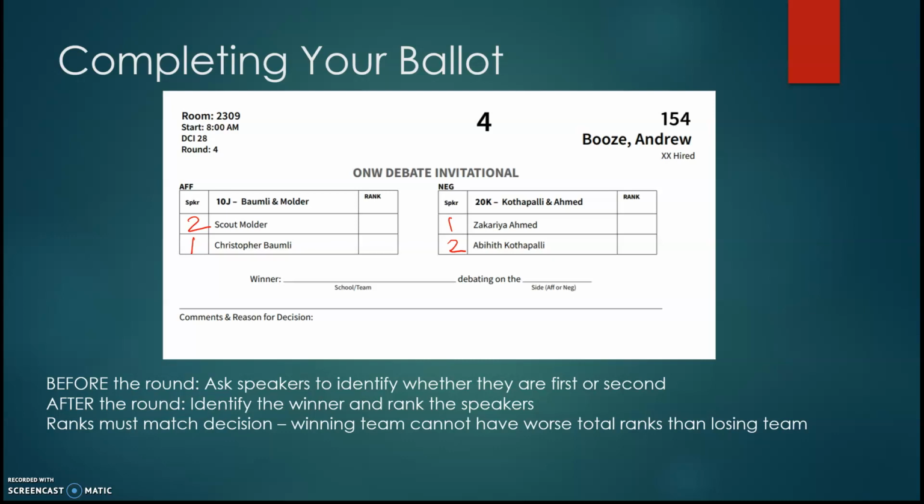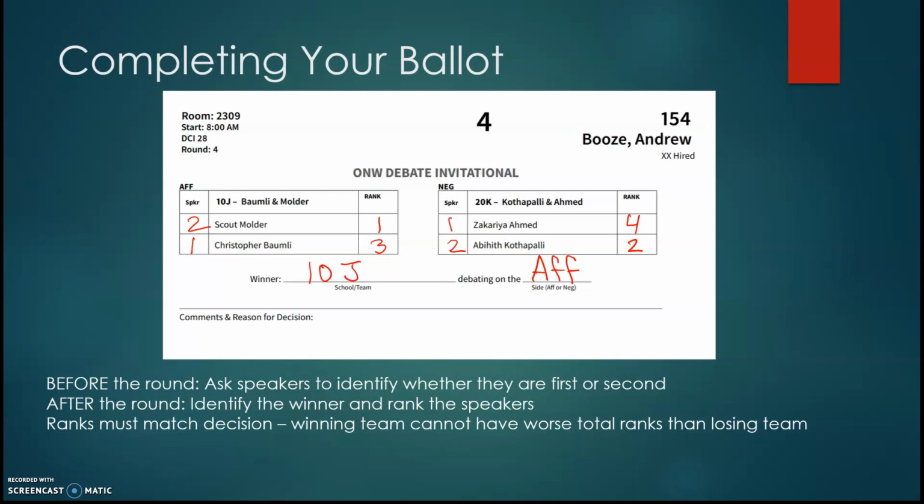After the round, you need to identify the winning team and the side. You make sure that these match. And you also will rank the 4 speakers in the round. The best speaker in the round you'll give the 1, the second best the 2, the next best the 3, the next best the 4. The only rule is that the ranks must match your decision.